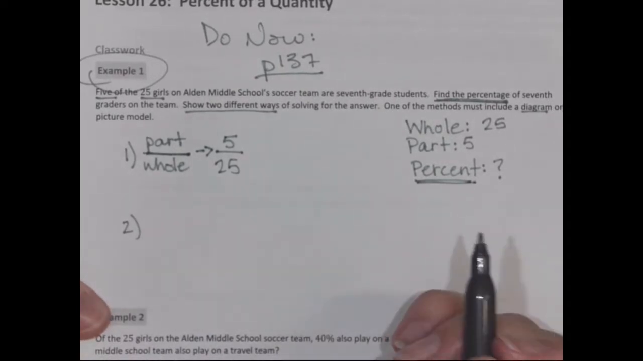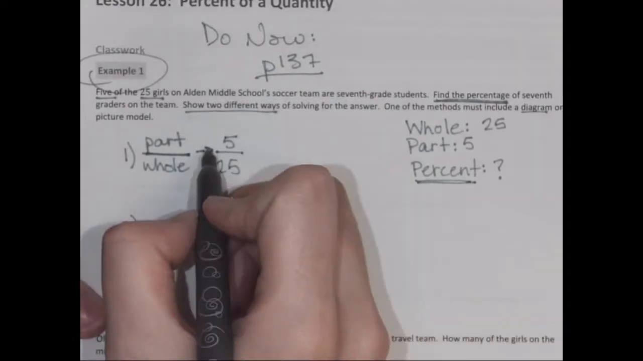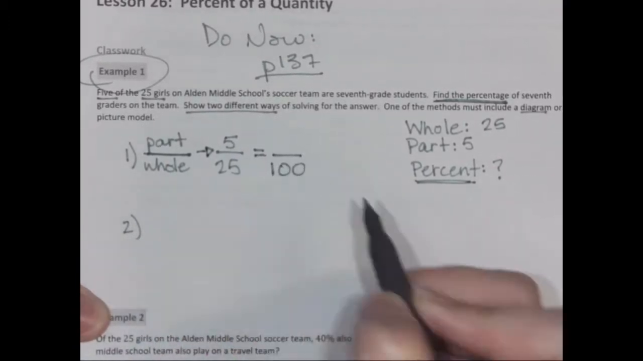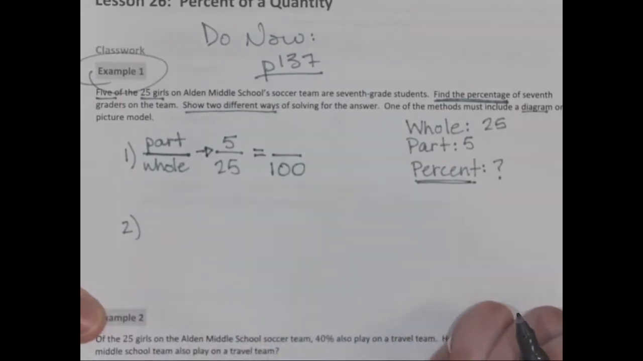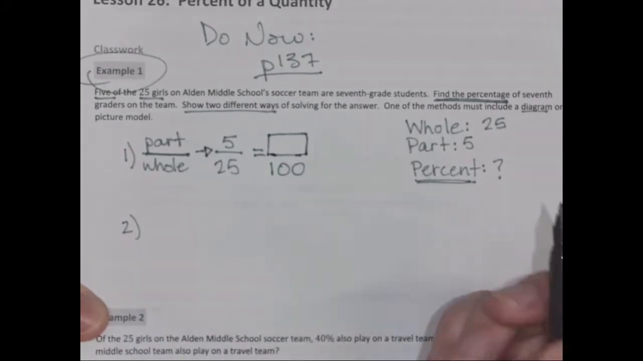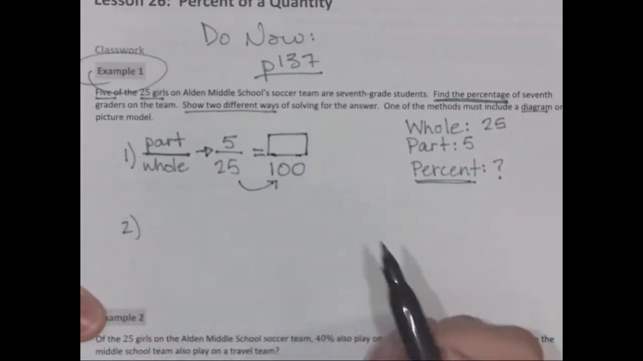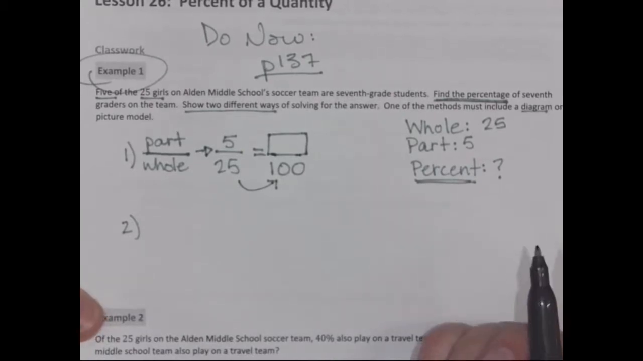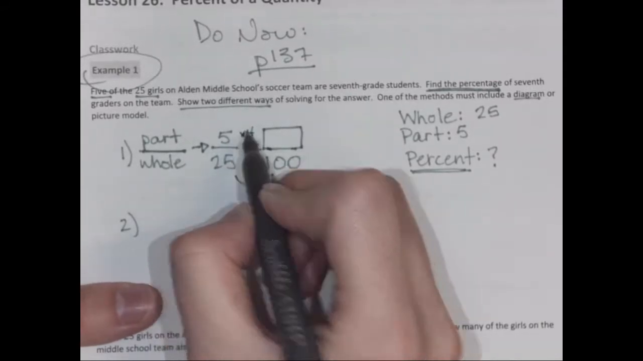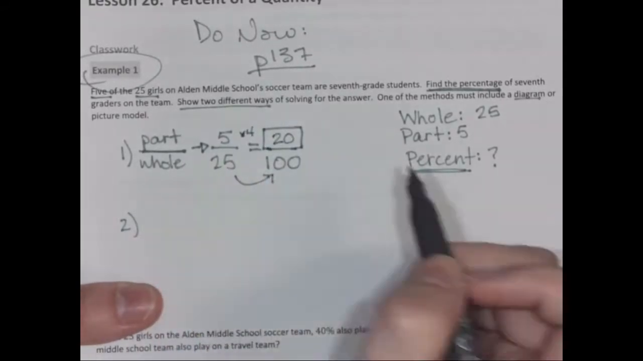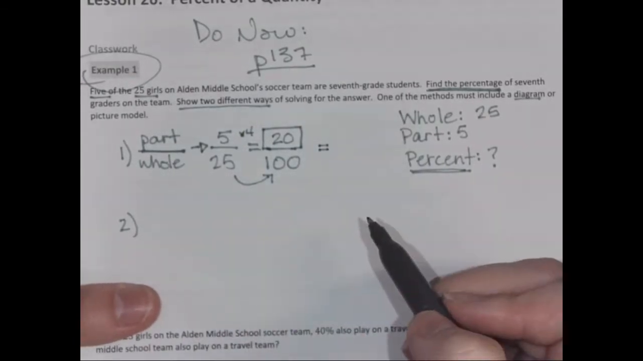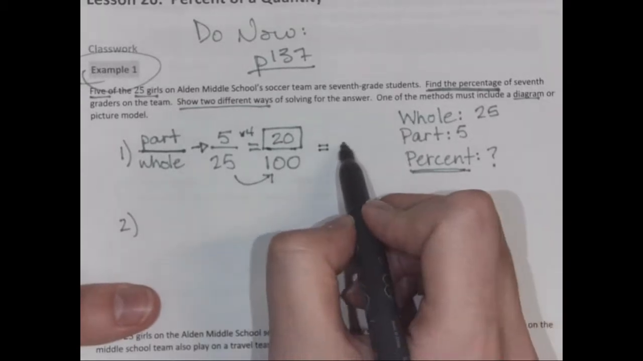Now a percent is just a fraction when the whole is what? 100. When the whole is 100, the numerator tells us the percent. So the numerator is what we need to find. What could I do to 25 to get to 100? Tara? Multiply by 4. So what should I do to 5? Multiply by 4. And I get? 100. So the fraction 20 out of 100 is what percent? 20%. Yes, 20%.